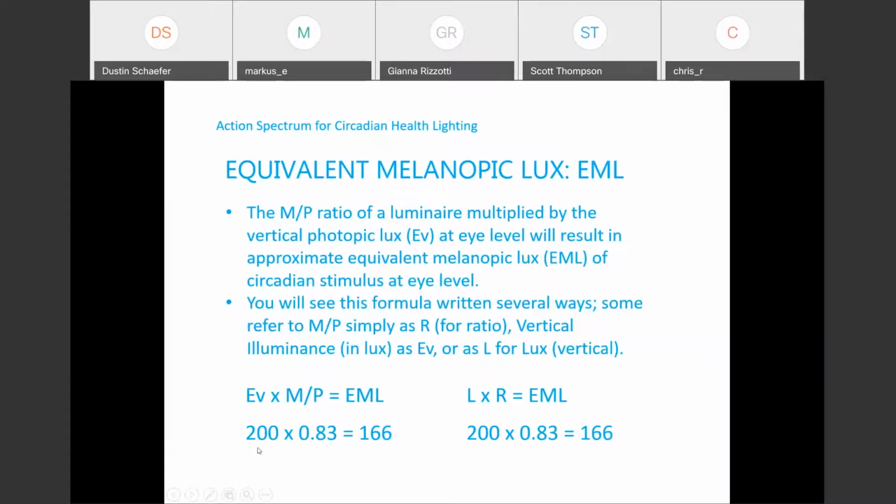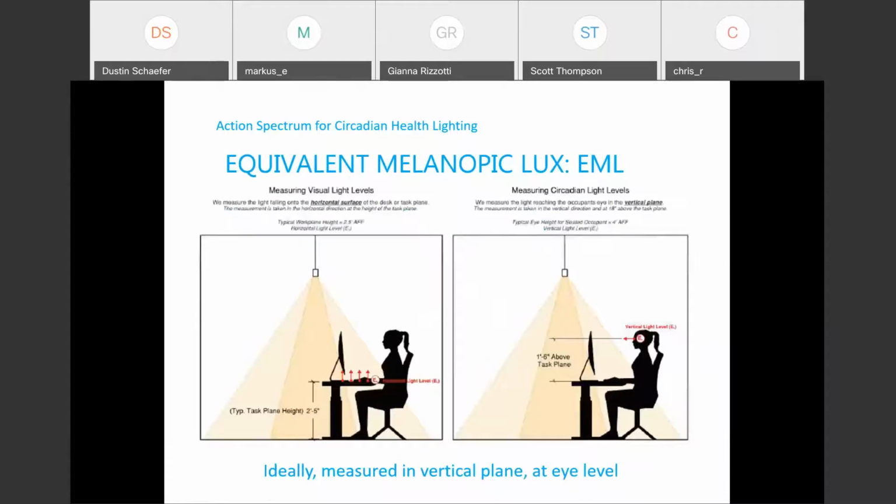If we had 200 lux vertical occurring at the eye level in a space from electric lights, and those lights had a melanopic ratio of 0.83, you would take that 200 lux happening at eye level, multiplied by the MP ratio of 0.83, and that equals 166 would be the equivalent melanopic lux value. In this example, it shows us how melanopic lux, measuring circadian light, should be measured vertically at the eye plane.